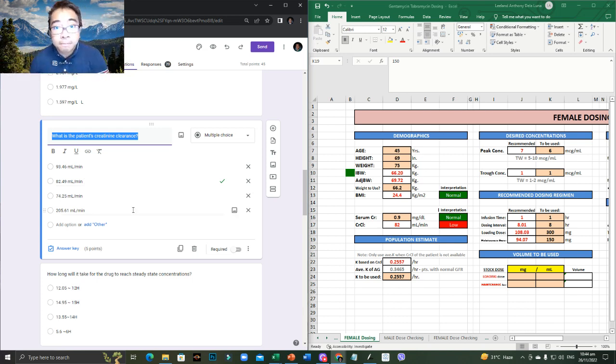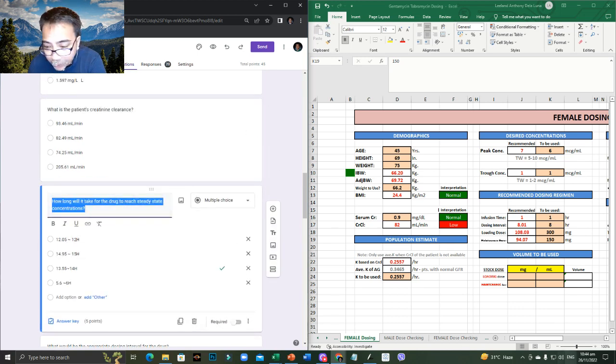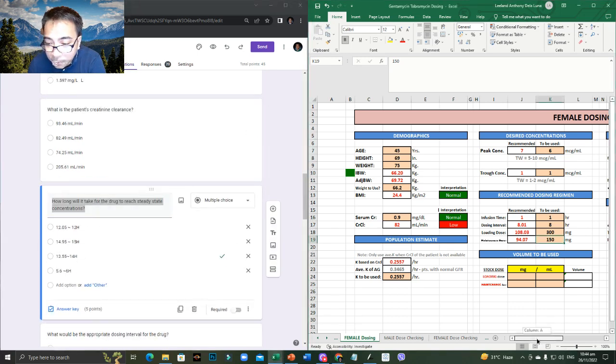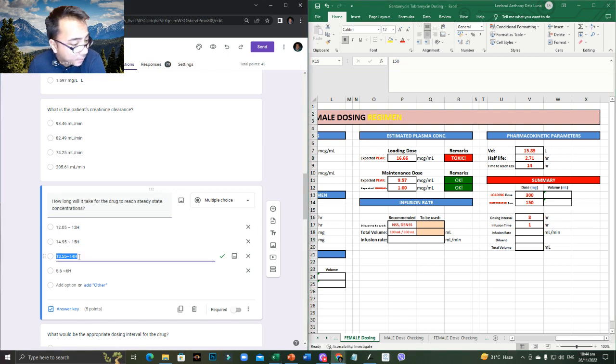Okay. So, the next one: how long will it take for the drug to reach steady state concentration? For this case, class, oops, I clicked too soon. We just need to check the half-life. It's just here on the side. Alright? So the half-life is 2.71, and the time to reach steady state is approximately 14 hours. So that's 13.55, 14 hours. This is our correct answer.